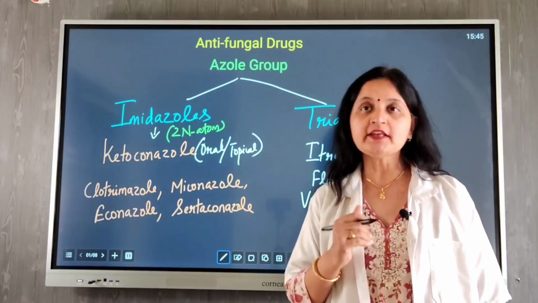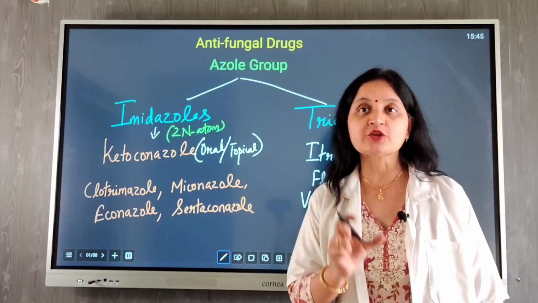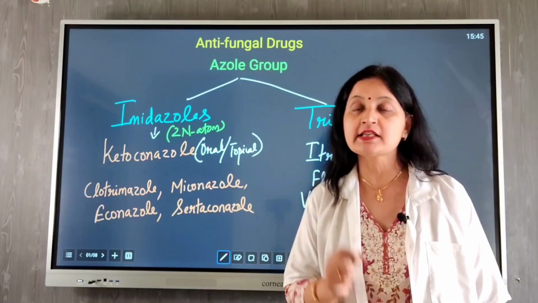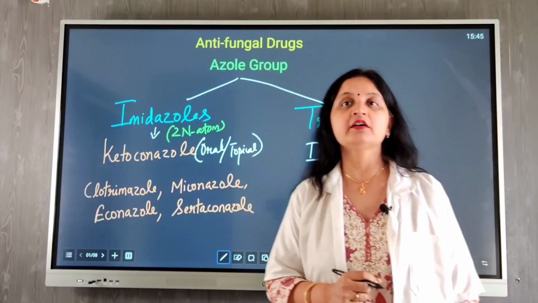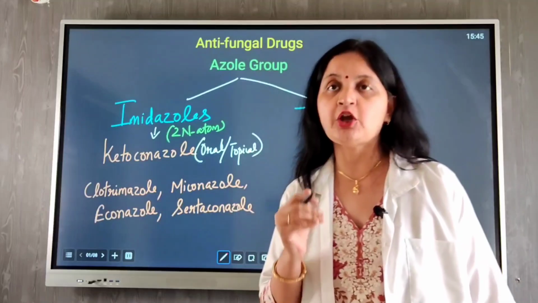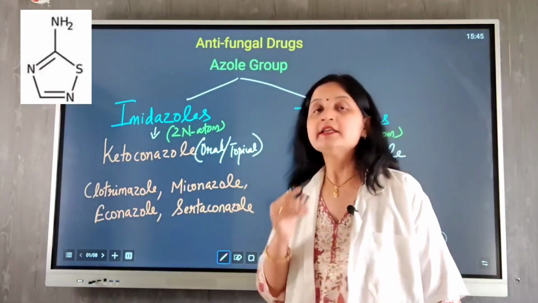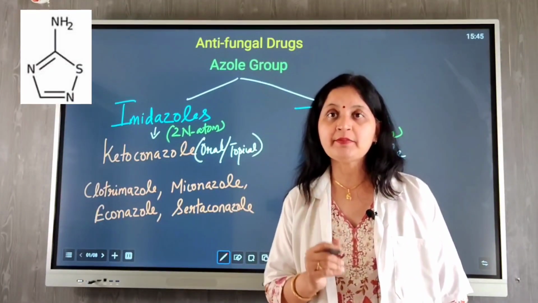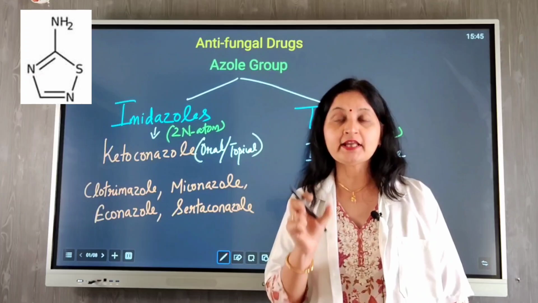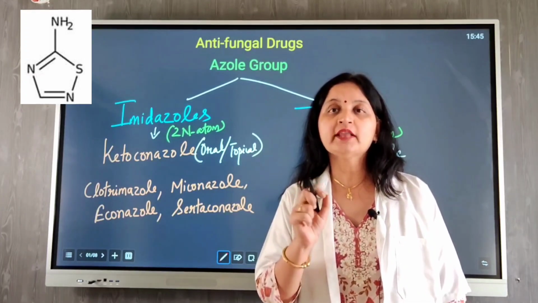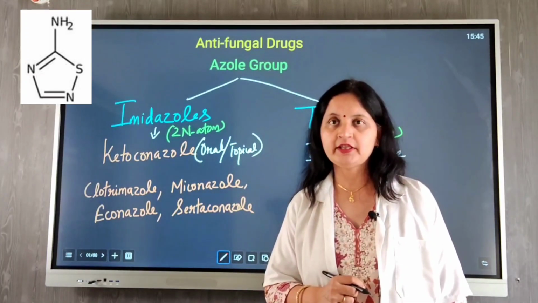In today's section, we are going to discuss the azole group of antifungal drugs. This is a major class of antifungal drugs used for a wide variety of fungal infections. It is characterized structurally by the presence of an azole ring, a 5-membered ring with a nitrogen atom incorporated within it.